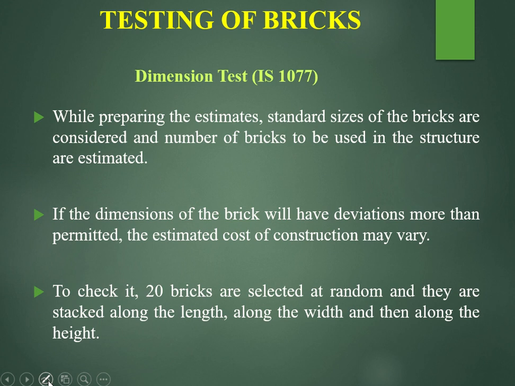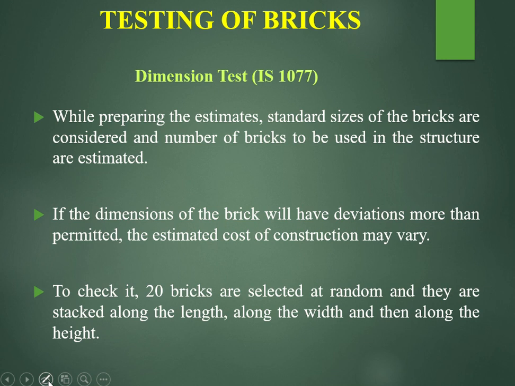Next comes the dimension test. The dimension test can be done in a laboratory or in a field, so you may adopt this test based on the availability and the requirement. This dimension test is also known as the tolerance test, which conforms to the IS 1077 code. So why does one have to perform this dimension test? It's actually a very important test.